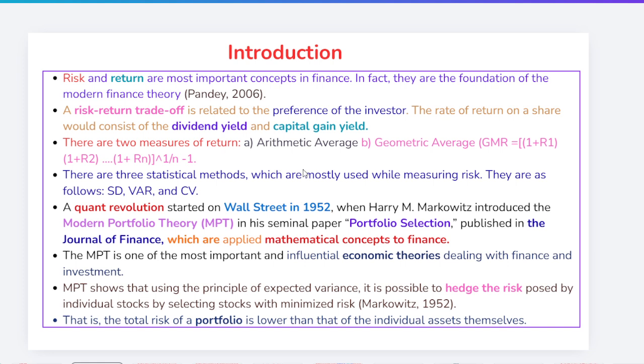Now, the three statistical methods commonly used to measure the risks are the standard deviation, variance, and the coefficient of variation. One of the contributions made by Markowitz, which discusses the quant revolution started on Wall Street in 1952, is in the seminal paper Portfolio Selection, published in the Journal of Finance, which applied mathematical concepts to finance. So it is all about modern portfolio theory, which shows that using the principle of expected variance, it is possible to hedge the risks posed by individual stocks by selecting stocks with minimized risks. That's stated by Markowitz.